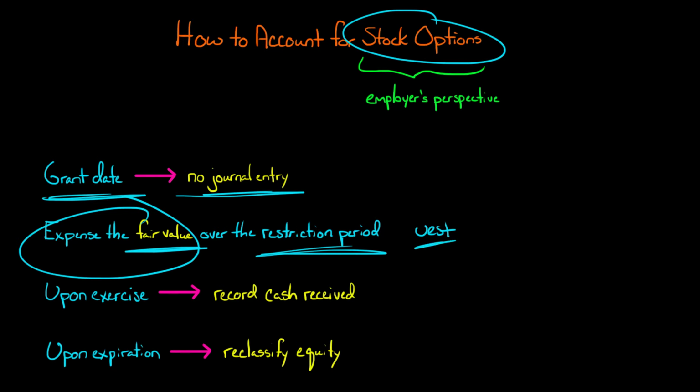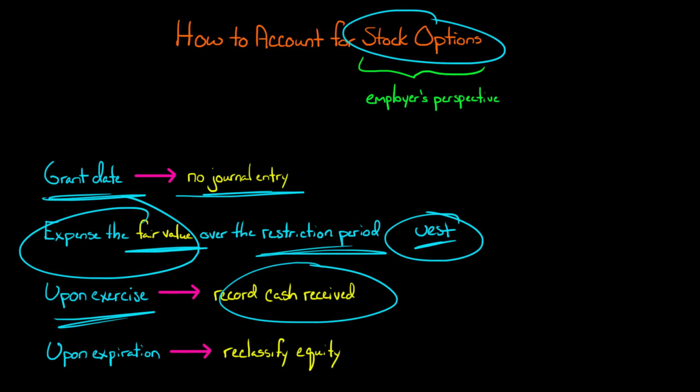Remember that the employee can't use the options, they can't exercise them to purchase stock at the strike price until the options have vested. So let's say it's a 3-year restriction period, then the company would expense the fair value of the options over that 3-year restriction period. Now, when the options are exercised, the company needs to record the cash received.